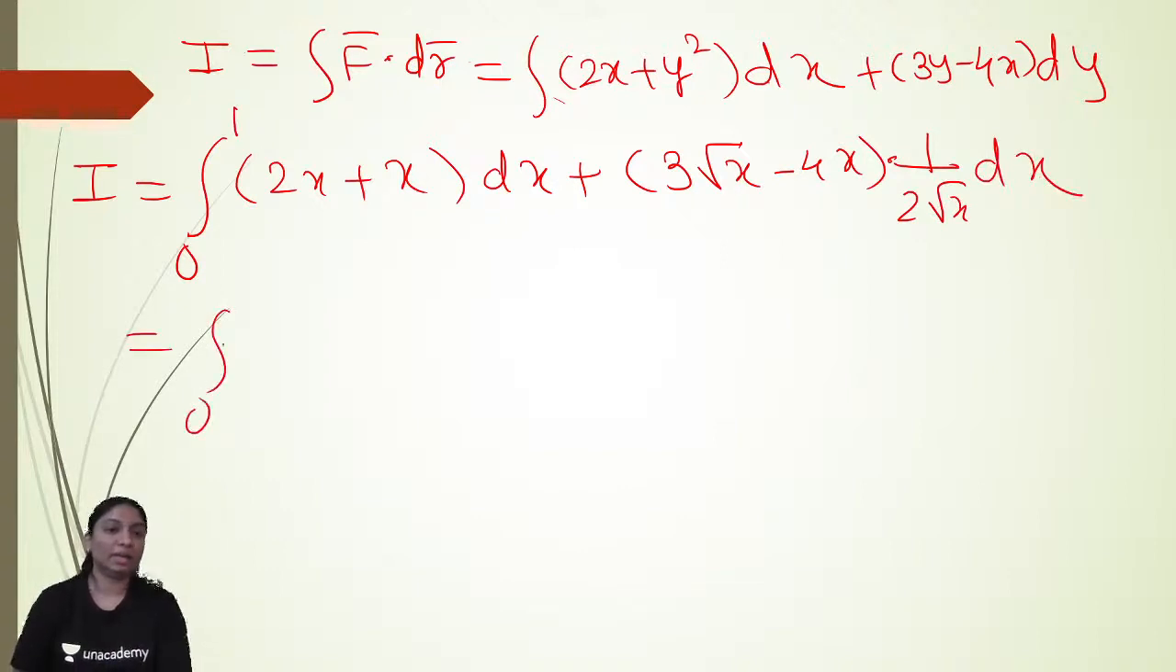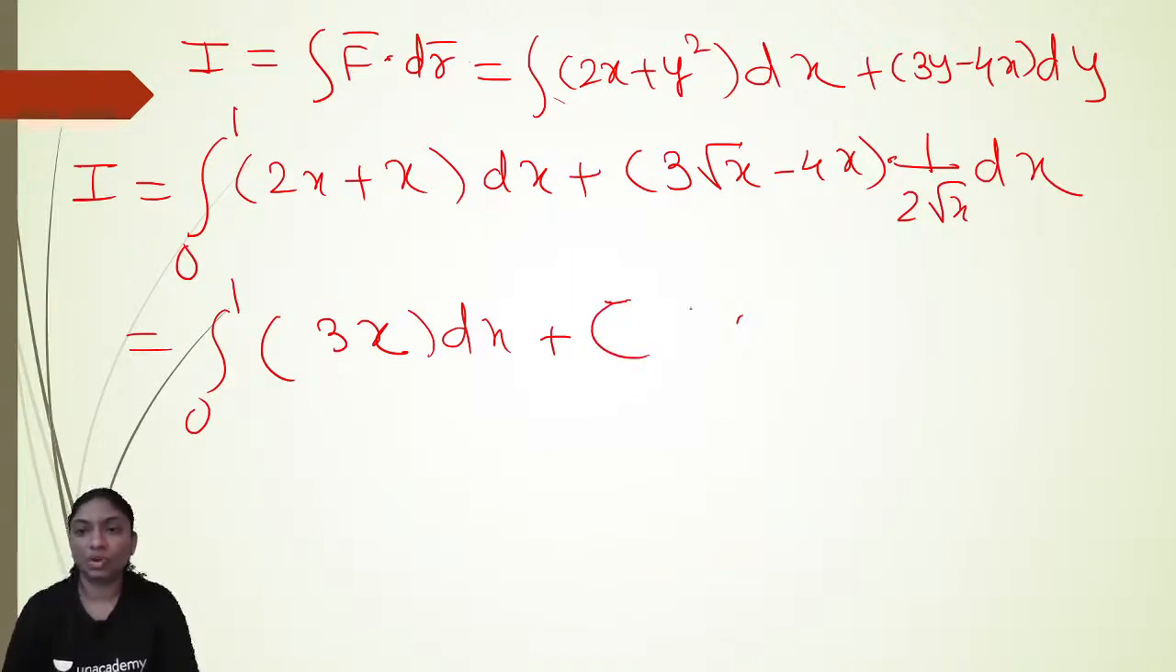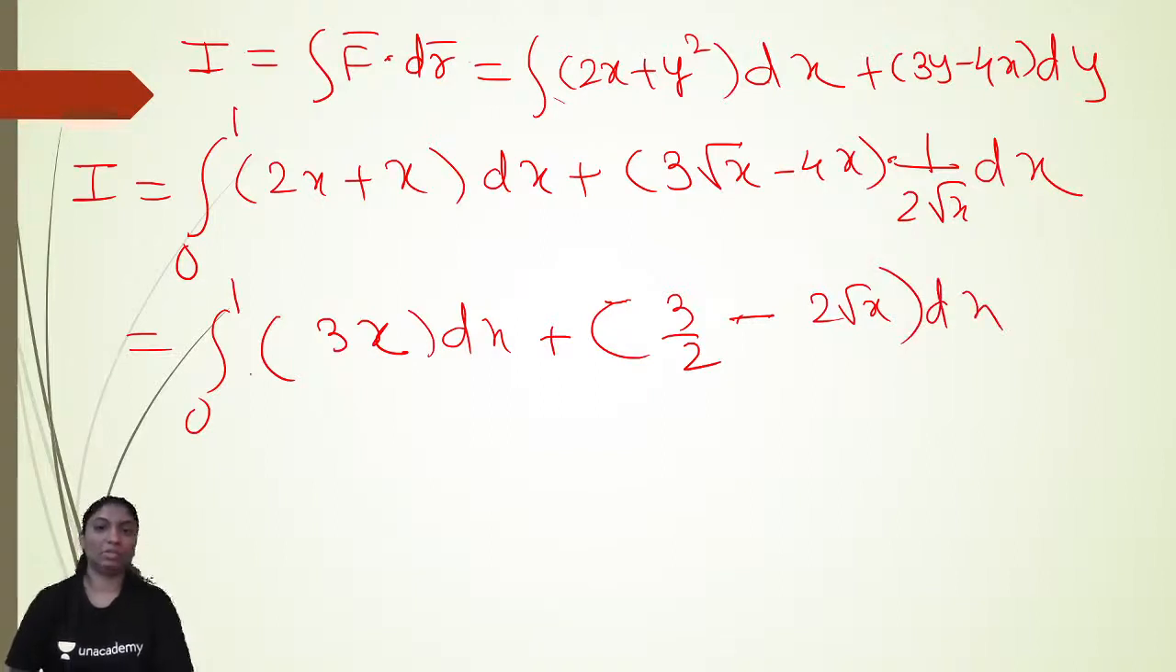Simplify this. First, integral 0 to 1. So 2x plus x is 3x, plus here is 3 root x minus 4x, into 1 upon 2 root x dx. Here you will get 3 root x upon 2 root x, 3 by 2 only, root x cancels out. Minus 4x by 2 root x, so you will get 2 root x here, because 1 root x will cancel out. Ultimately you will get 3 by 2.